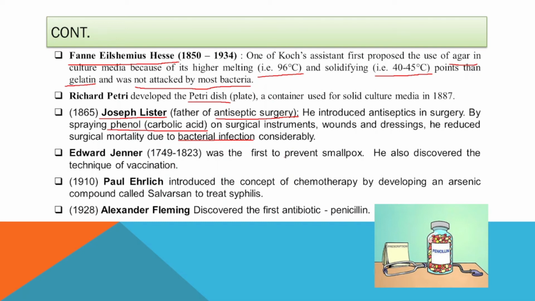Edward Jenner, 1749 to 1823, was the first to prevent smallpox. He also discovered the technique of vaccination. Paul Ehrlich, 1910, introduced the concept of chemotherapy by developing an arsenic compound called salvarsan to treat syphilis. In 1928, Alexander Fleming discovered the first antibiotic, penicillin.